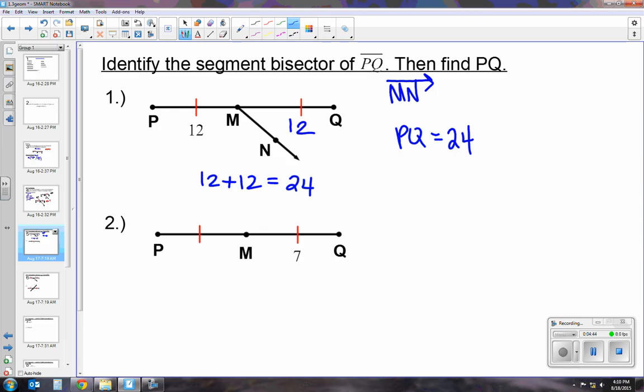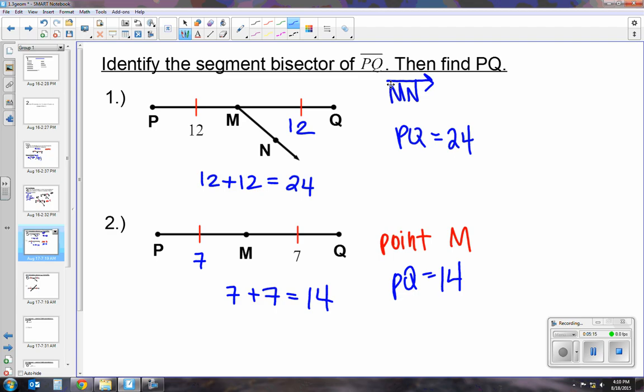Let's find that segment bisector. Well, the segment bisector, the thing that's in the middle, is point M. So the segment bisector of PQ is point M. And if we look at the two red lines, the red dashes, it tells us that PM and MQ are equal. So if MQ is 7, then PM is 7. So we can add those two pieces together, and we get 14. So the measurement of PQ is 14.